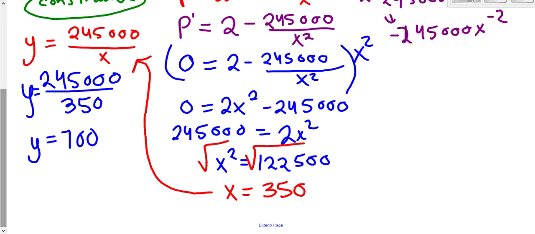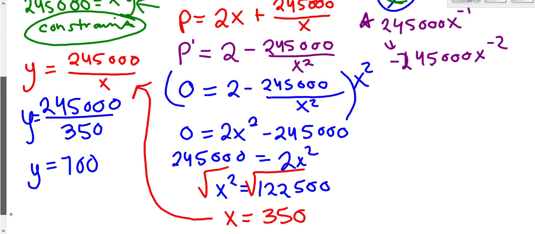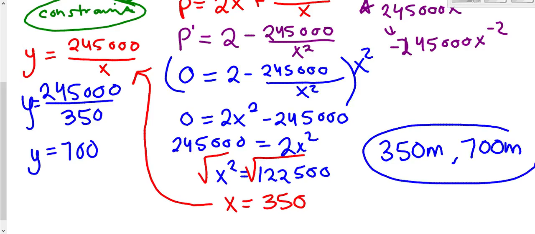So one of our dimensions, because it asked for the dimensions that minimize perimeter, so we are giving dimensions. One of them is 350 meters. One is 350 meters, the other is 700 meters. And those are the two dimensions.